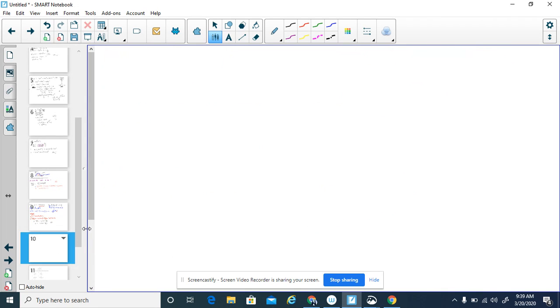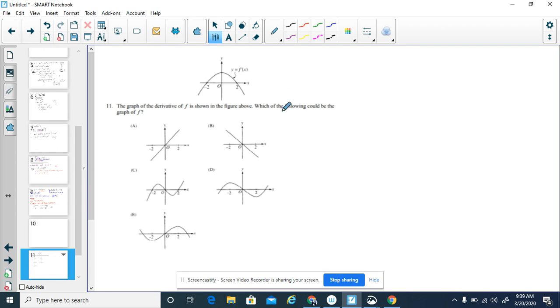All right, almost there for that first assignment. All righty, so here we go. Let's go to 11. So 11. All right, so what's the deal here? It says the graph of the derivative of f is shown. So this is f prime of x. Which of the following could be the graph of f?